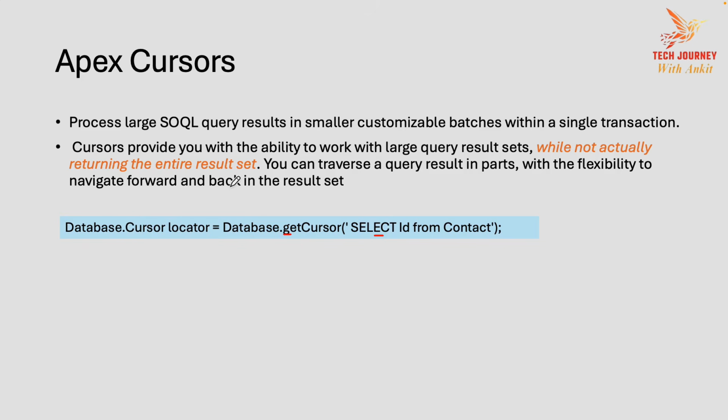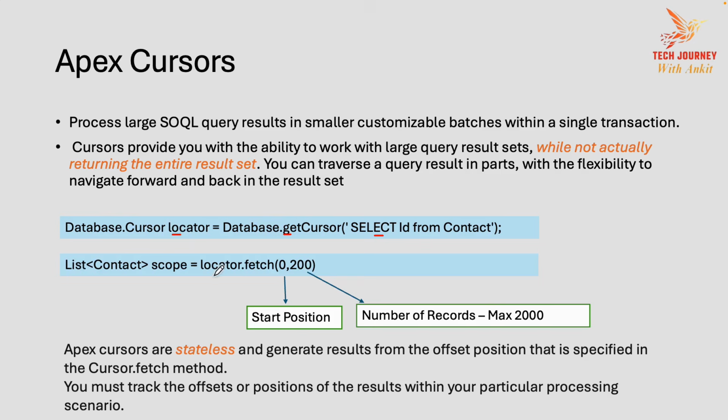In the case of batch Apex, we use the Database.getQueryLocator, but in the case of Apex Cursor, we have to use the Database.getCursor, and my data will be available in this locator variable. Now from this locator variable, you can access the data by using the fetch method, where you have to define two parameters.